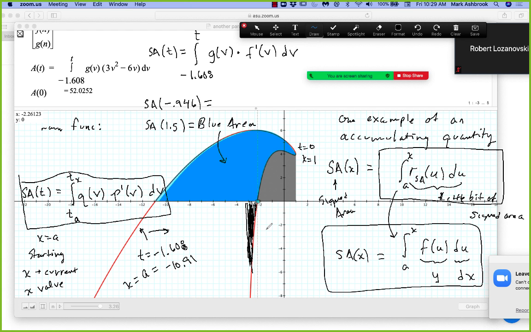I just had a quick question. Sure. It's kind of just like a real world application for this. Like, what would we use this for? Like, how would we see this?